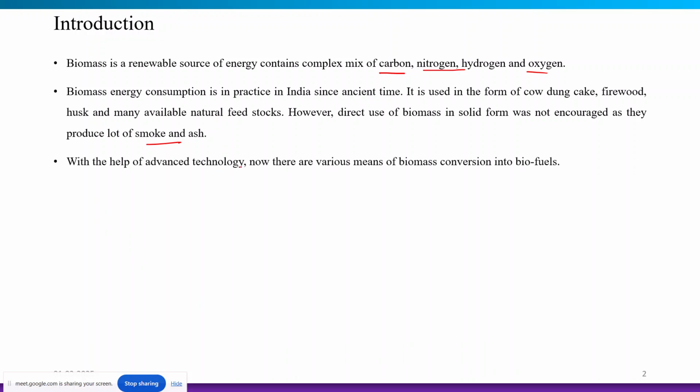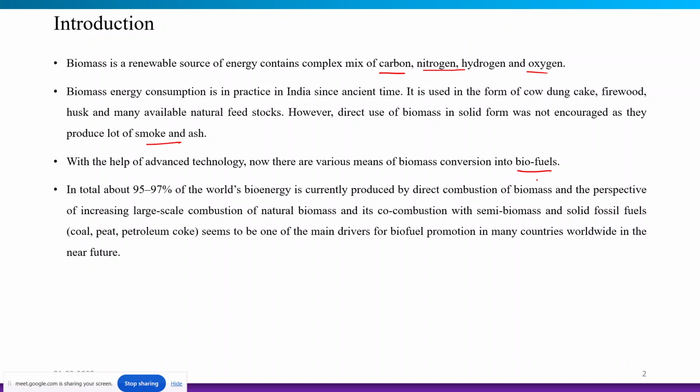So, with the help of advanced technology, there are various means of biomass conversion. Those were mostly focusing on biofuels production, in the forms of biochar, biodiesel, as well as biogas production. In total, about 95 to 97% of the world's bioenergy is currently being produced by the direct combustion of biomass. The perspective of increasing large-scale combustion of natural biomass and its co-combustion with other existing solid fossil fuels like coal and petroleum coke seems to be one of the main drivers for biofuel promotion in many countries worldwide in the near future.